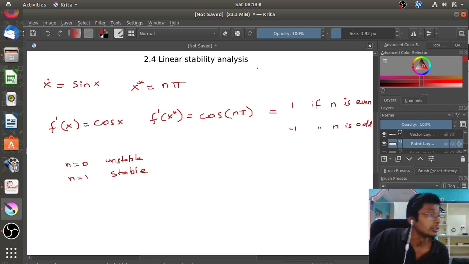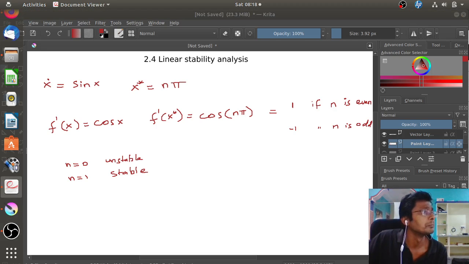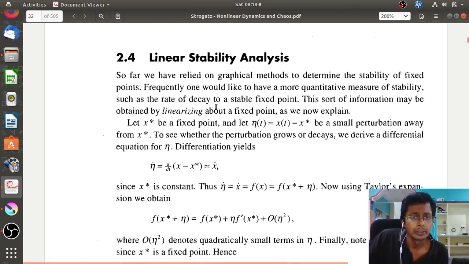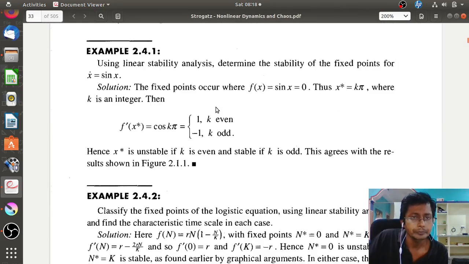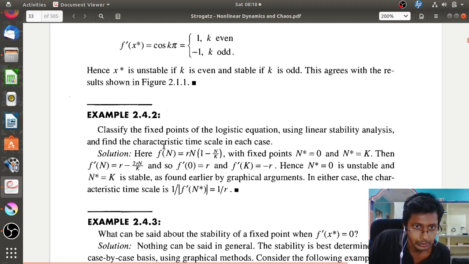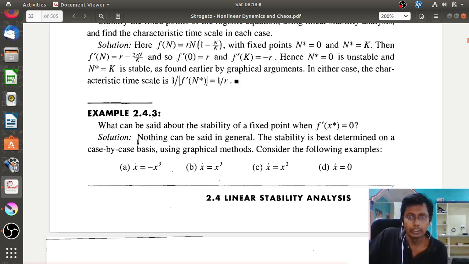Okay, and in this book, Strogatz, there's another example which is a logistic equation. In that logistic equation, we have identified two fixed points, and you could use this method to classify which fixed point is stable and which is unstable. Okay, you could check this example. But we have seen that there is a problem with this analysis, right?